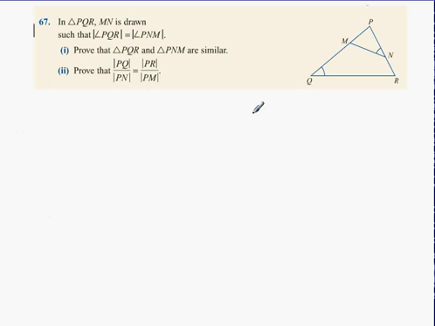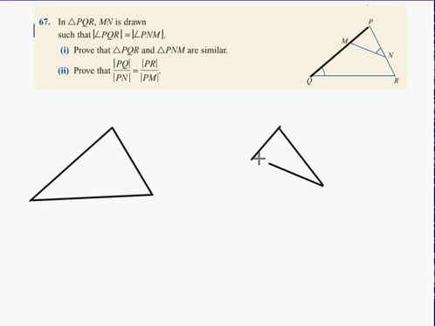Okay, so what we're looking at is proving that PQR and PMN are similar. So how would you go about doing this? We're going to draw two triangles here longhand. There's PQR and the other one is PMN. Now this should be easy enough for you. Red equals red, blue equals blue, and by process of elimination, green equals green.